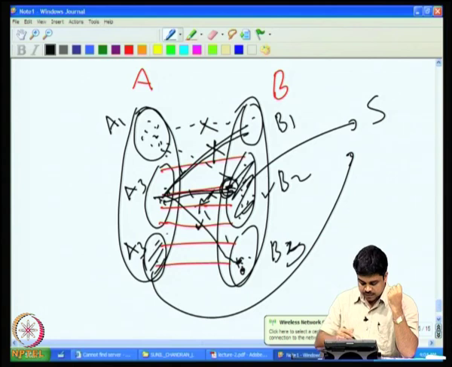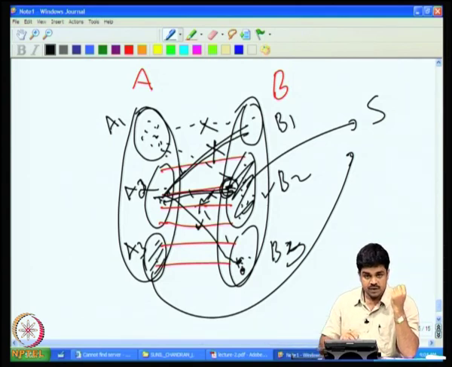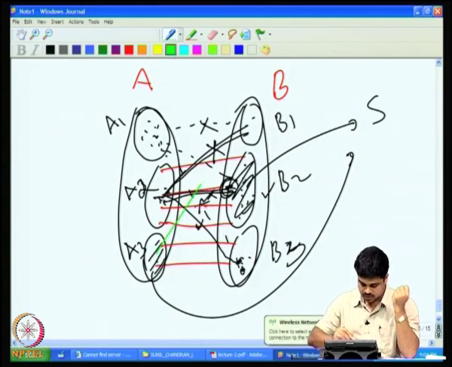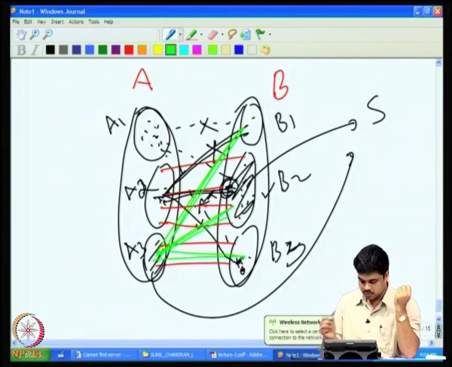Finally, we have to verify the edges which are between A2 and B3. Finally, we have to verify the edges between, say, this kind of edges, this kind of edges. So, are we covering all of them? Of course, all these edges are covered by A3, right.